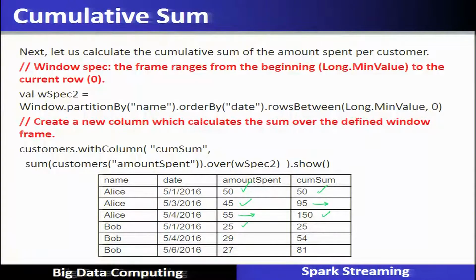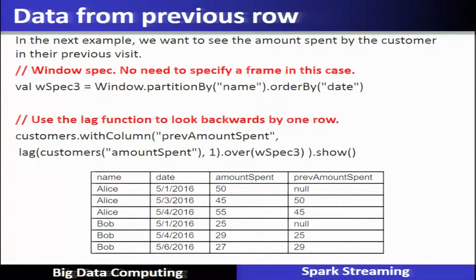Then Bob has spent 25, so it becomes 25. Then he has spent 29, it becomes 54. Then he has spent 27, and the cumulative amount becomes 81. So, let us see that the new column, which is called cumulative sum, will be created using this particular command. A new column will be added to the customer data frame and calculated using the window functions.